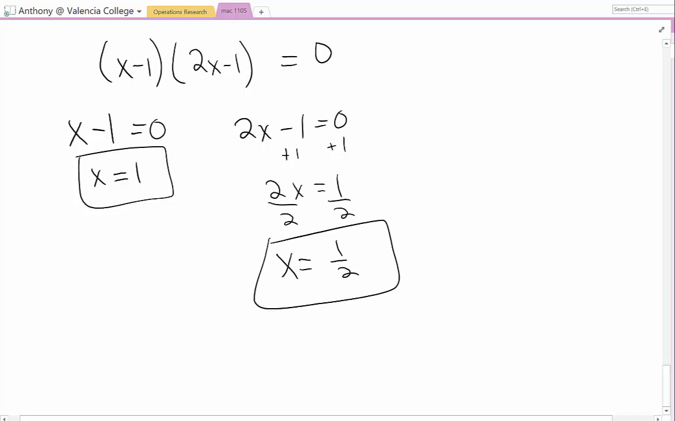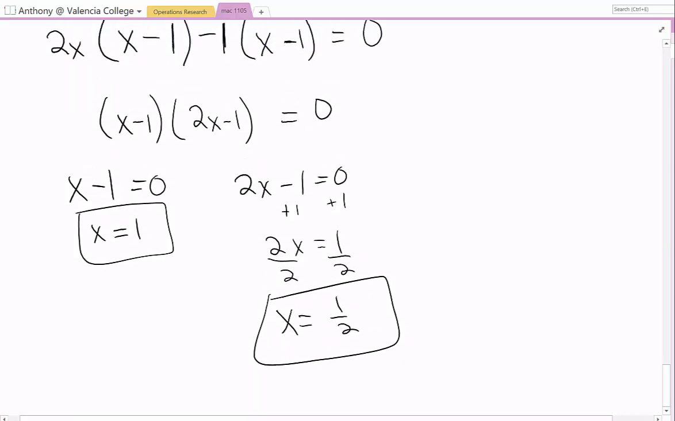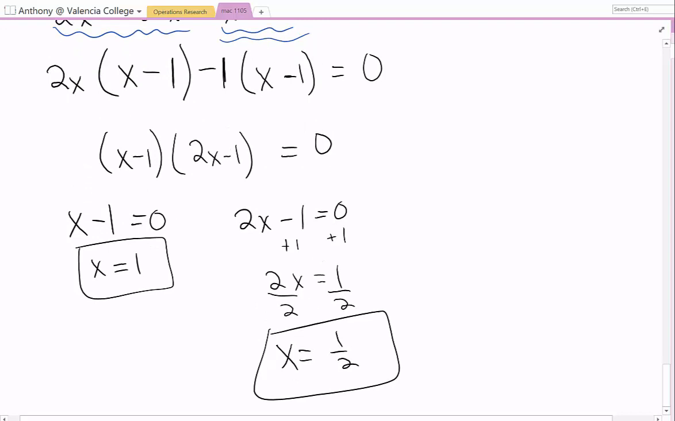Okay. Hey, remember, folks, you can always go back and check yourself. Go back and check yourself and make sure this thing is correct. Okay. If I plug in 1 into the first set of parentheses here, 1 minus 1 is 0. 0 times anything is 0. If I plug in 1/2 for x into the second set of parentheses, 2 times a half is 1. 1 minus 1 is 0. 0 times anything is 0.